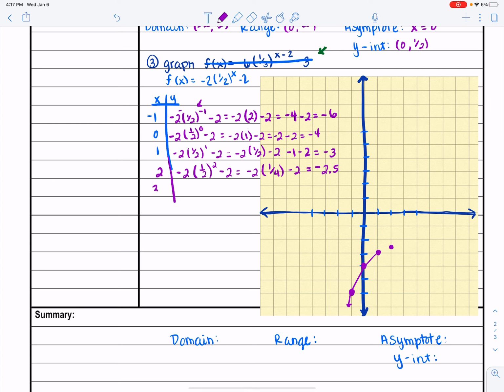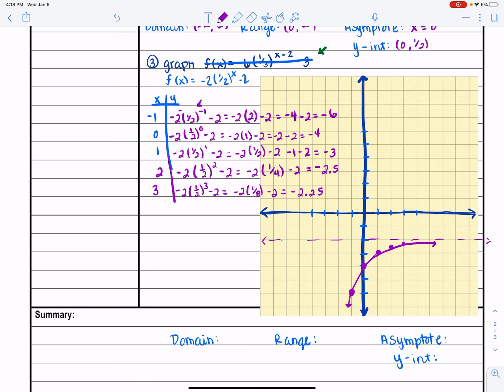Okay, so then at 3, I have -2 times 1/2 cubed minus 2, which is really -2 times 1/8 minus 2. And when you simplify that, you get -2.25. So I'm at 3, -2.25. So I'm pretty comfortable now saying that my asymptote is at -3, because I'm getting closer to that, but it doesn't seem that I'm ever actually going to touch it. So I have this graph here.